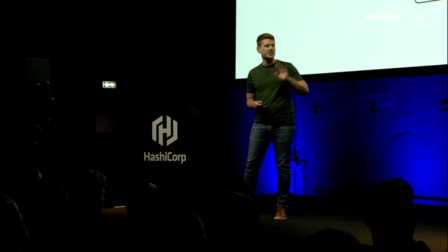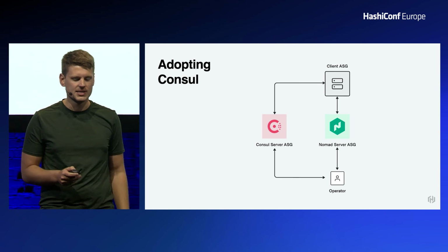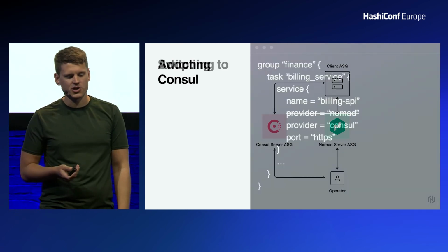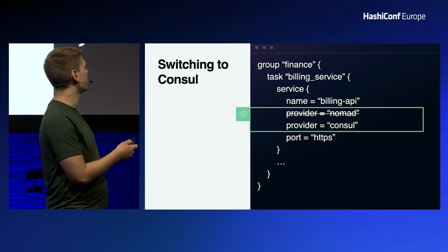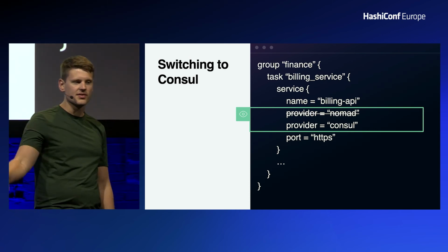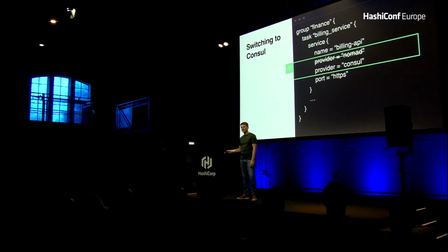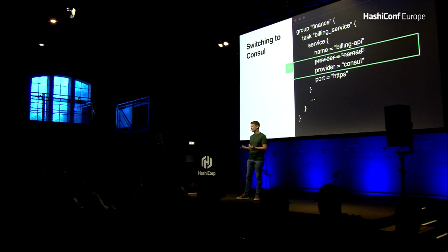So we get Consul up and running. We get the Consul servers up, and we stick a Consul agent on each client alongside our Nomad agent. And then when it's time to rewrite our jobs, we just do this. We remove provider equals Nomad, and we swap it out with provider equals Consul. And now, instead of the services being defined in Nomad, they're automatically added to Consul, and we start using that for service discovery. So a really simple way to gradually adopt Consul when you need it.